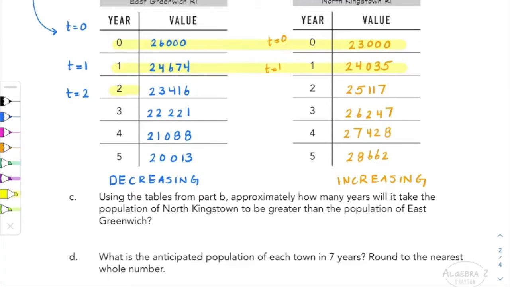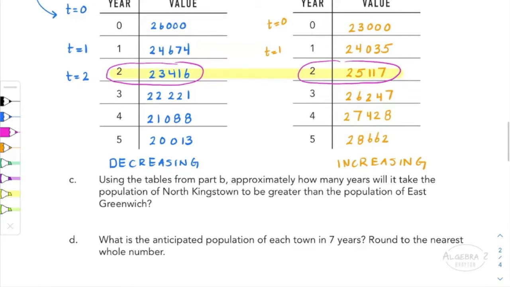But after 2 years, somewhere between the first and second year of this table, with the population increase and decrease, the East Greenwich population goes below the North Kingstown population. The East Greenwich population after 2 years is 23,000. North Kingstown population is 25,000. So approximately how many years will it take for the population of North Kingstown to be greater? I'm going to say after 2 years.